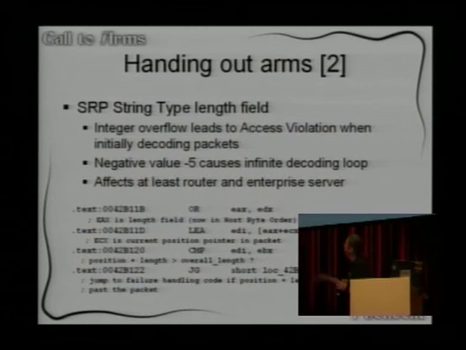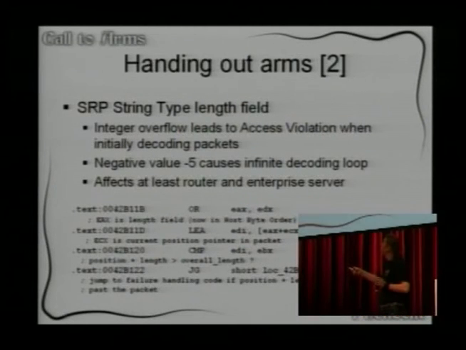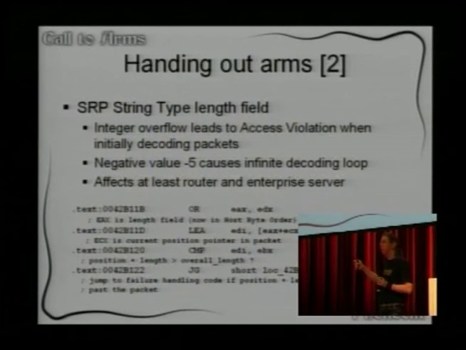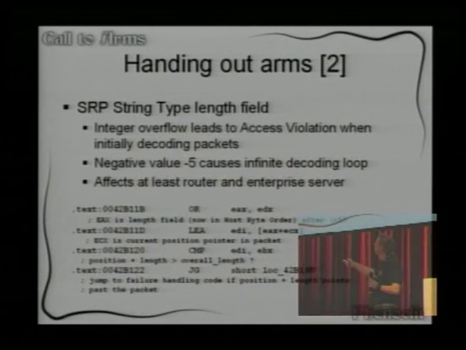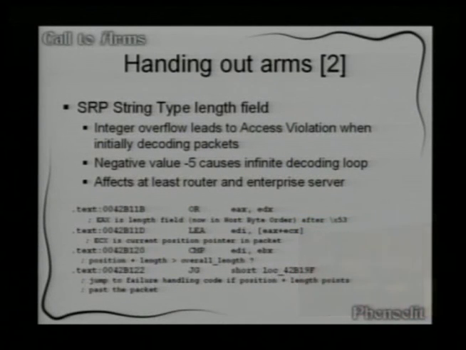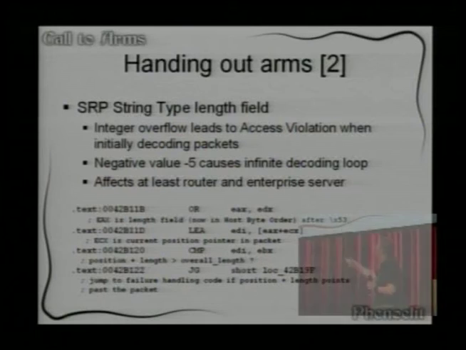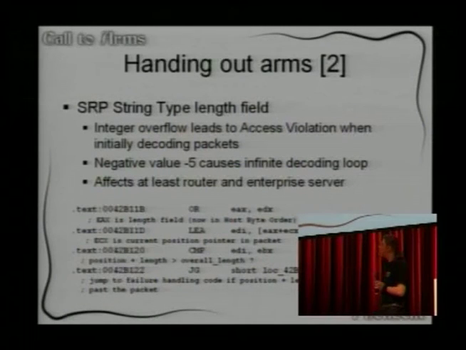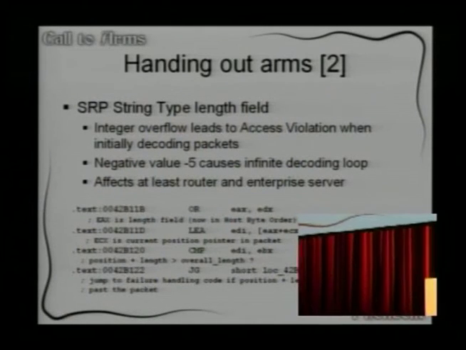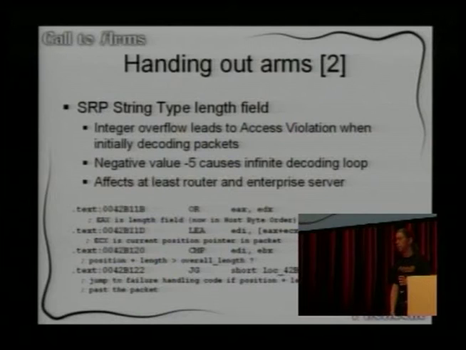The next thing we found is with this SRP string tag, the tag 53 SRP field. The length field there has a little integer problem. The one thing is, if you put in a too big number, the process just dies. So you might be able to somehow crash those processes. And the other option is, if you put a value of -5 into that field, the process runs forever and loops and loops.